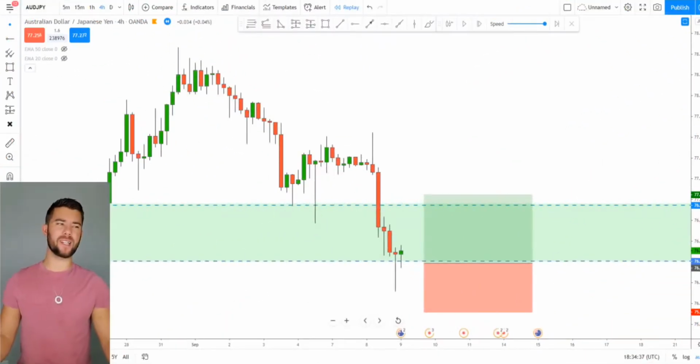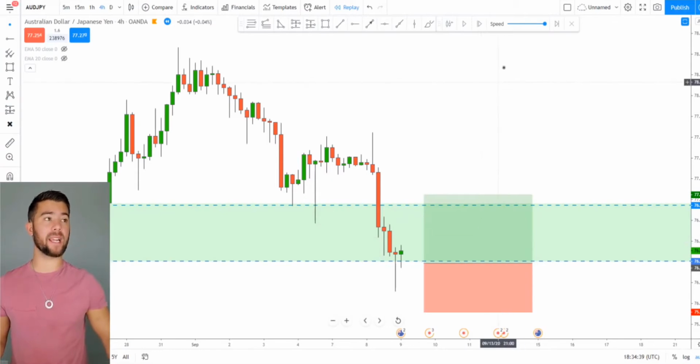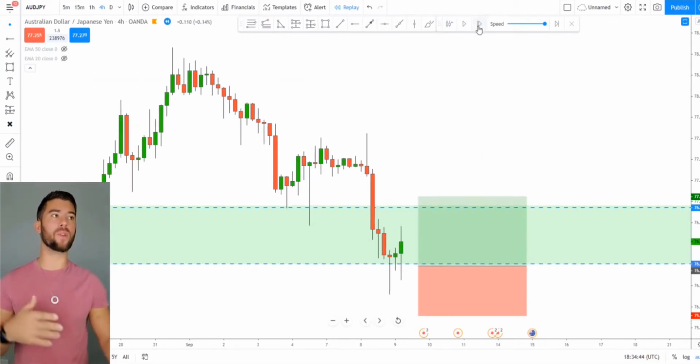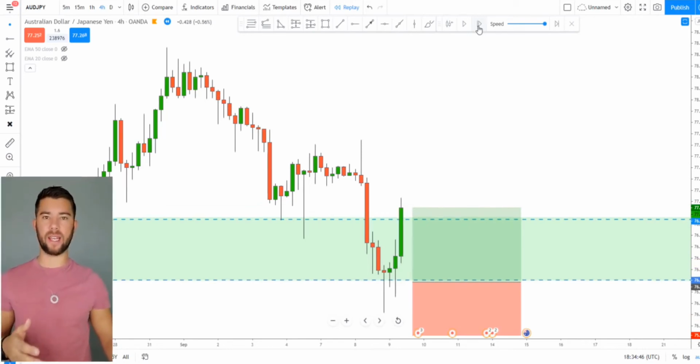Welcome back, guys. Now let's go ahead and take a look at how that Aussie Yen trade played out. So right there was our entry candle. That's the one you guys saw me enter on. Directly after that, this trade hit targets.